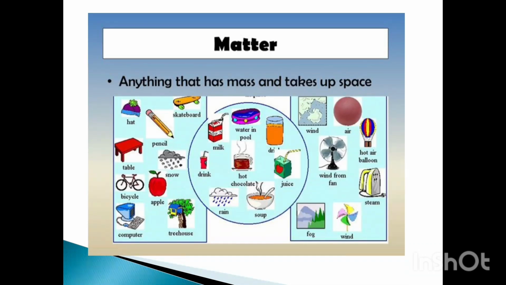First of all, we should know what is matter. You may be knowing already, anything that has mass and takes up space. In this picture, you can see lot and lot of matter: table, pencil, chair, bicycle, tree, apple, fan. You can list lot.